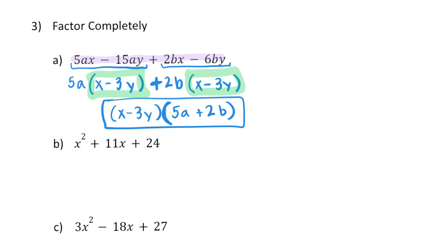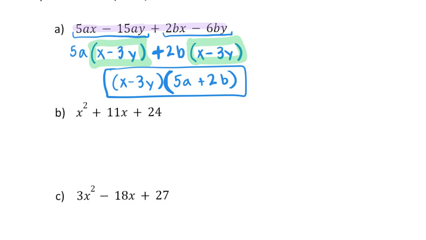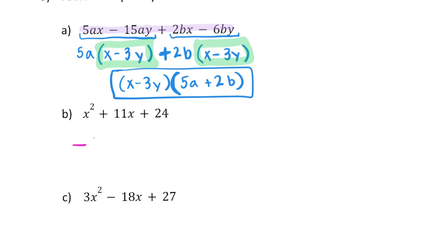Okay, on question B, we have 3 terms. So if we have 3 terms, we're going to look and see, is my coefficient a 1 on my x squared? In this case it is, so this is not a terribly difficult factoring. Because of that, we're going to look for 2 things that multiply to get to this 24 and add to get to the 11. So 2 things that multiply to 24 and add to 11, looks like we would have 3 times 8, and 3 plus 8 is 11, so those are all positive.